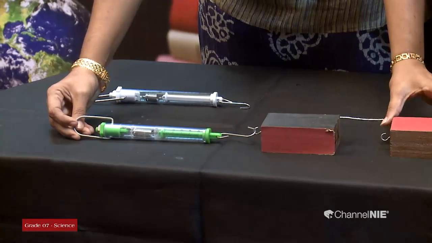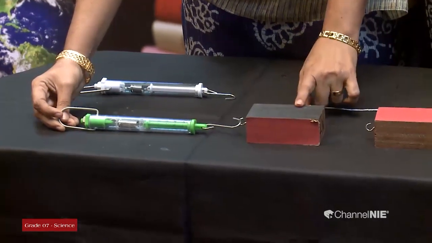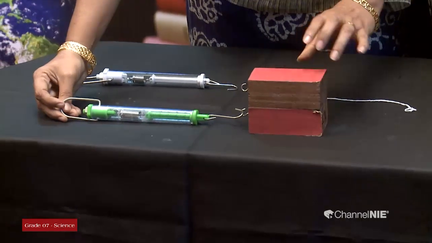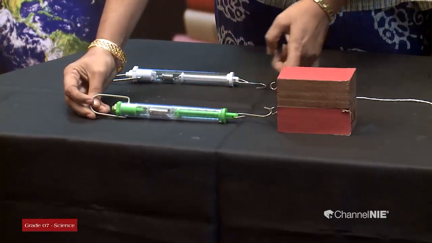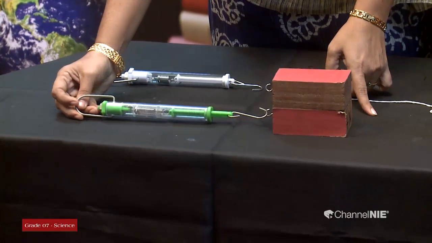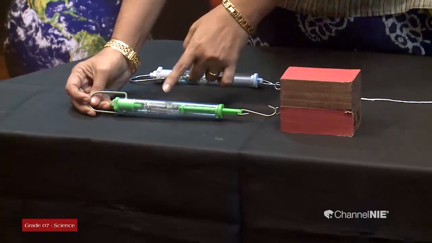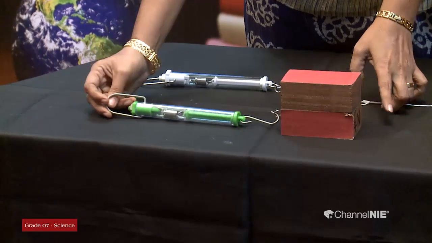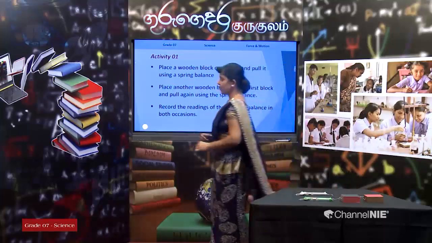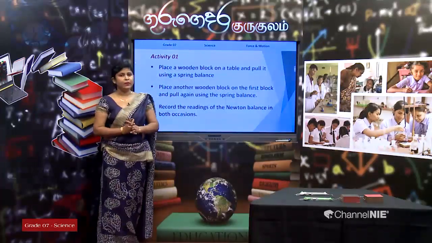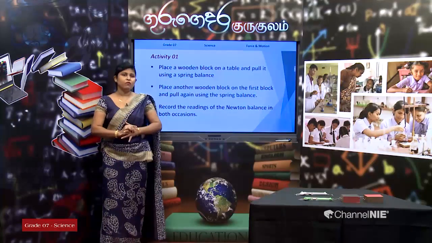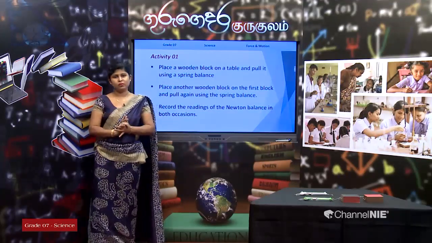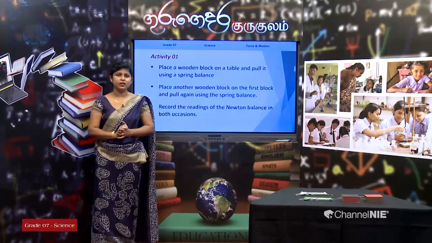Now, I have got another wooden block. It is similar to the first block. Both wooden blocks are similar. Right. Now, I am going to keep the second block on the first block in this way. Now, I am going to apply the force using the spring balance. Now, you can see the reading of the spring balance has increased. My dear children, you have to understand that when we use one wooden block there was a reading in the spring balance. But when we use both wooden blocks, the reading was increased.